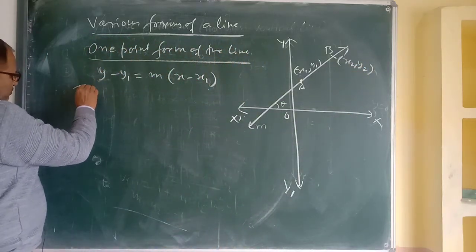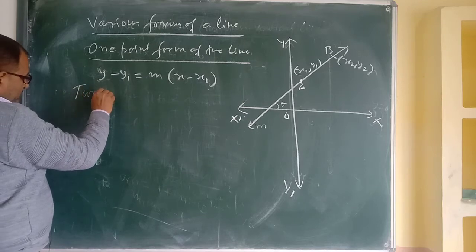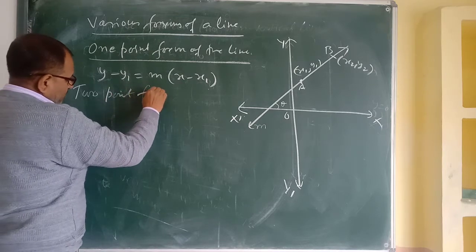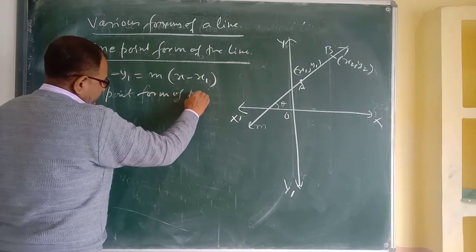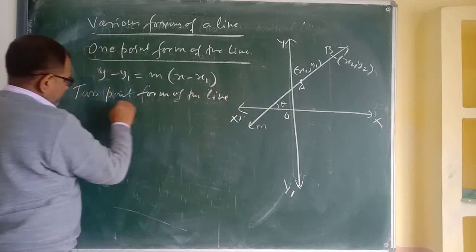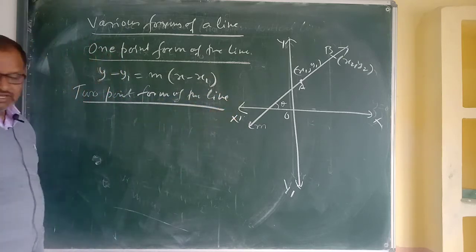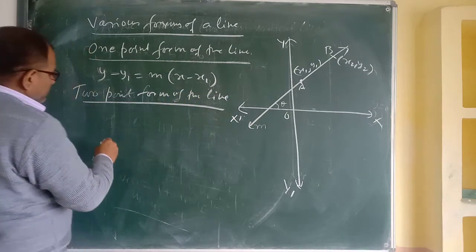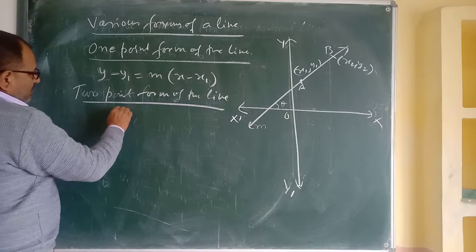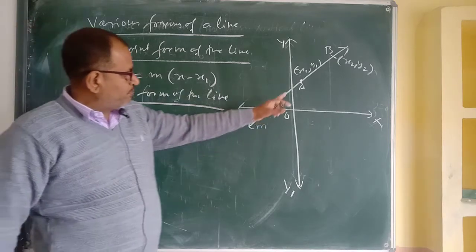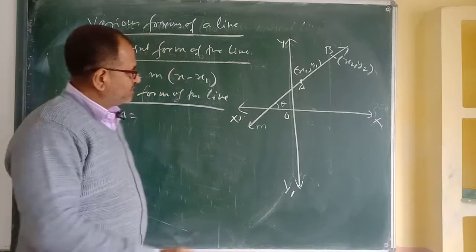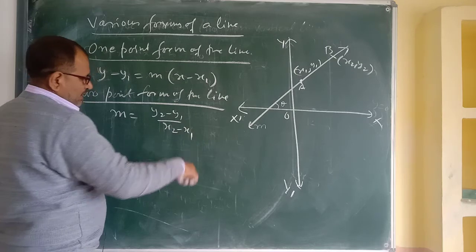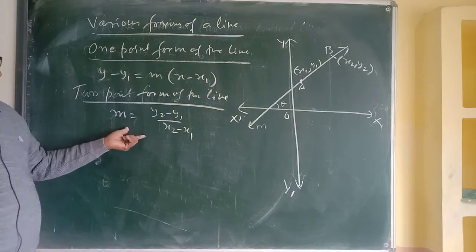Then the two-point form. Two-point form of the line means the equation of a line passing through 2 points (x1, y1) and (x2, y2). So what will be the slope of the line? We know that the slope of a line passing through 2 points is (y2 minus y1) upon (x2 minus x1). This is the slope of the line.